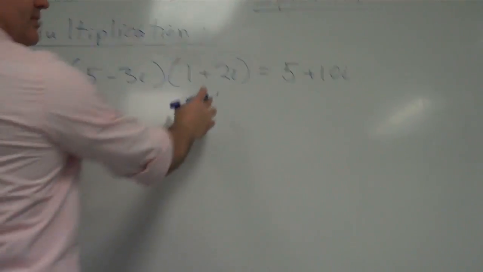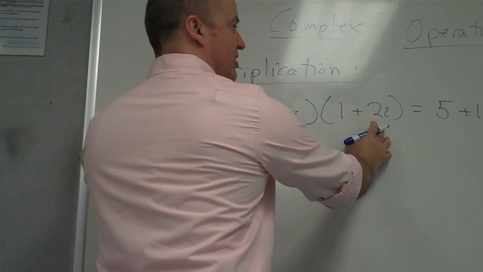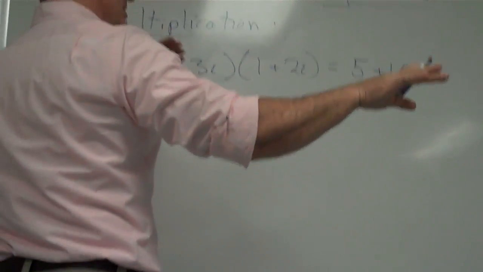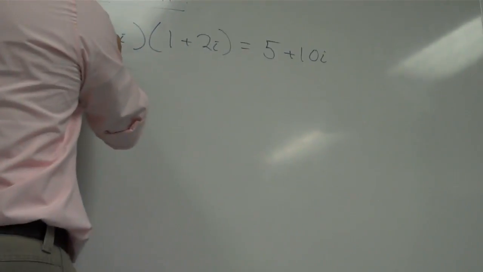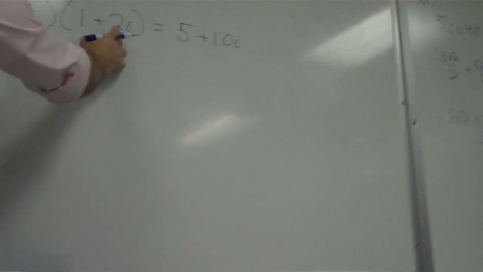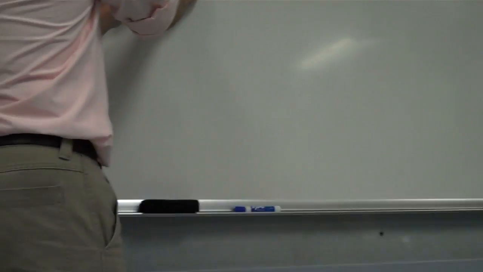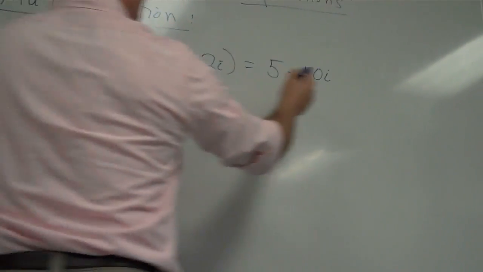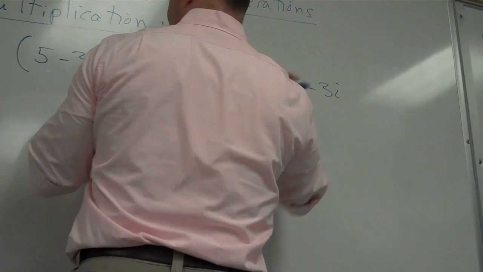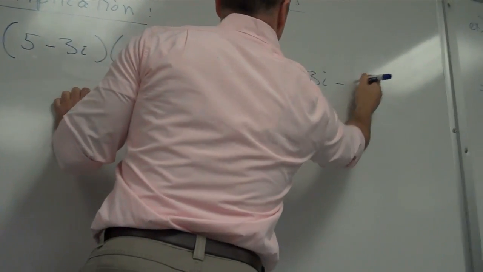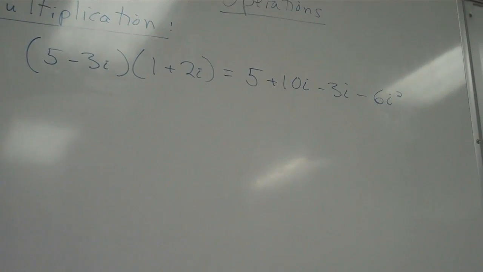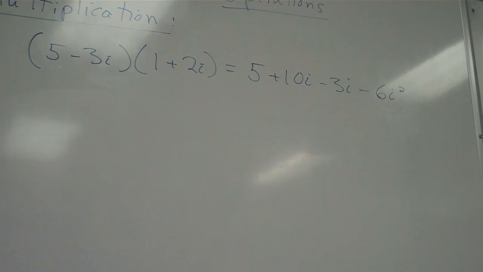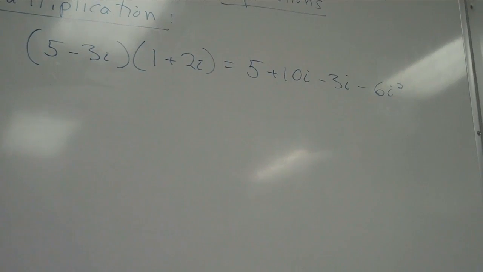Wait, can you slow down for a second? Slow down, guys. Okay. Have I got the first right? I've got the first, and then I've got the outer. So you're foiling this? Hey, guys. Focus. Yes, and now the inner is minus 3i, and the last is minus 6i squared. Okay? Is this correct? Have I FOILed correctly?